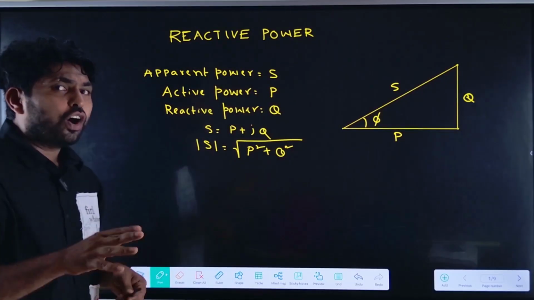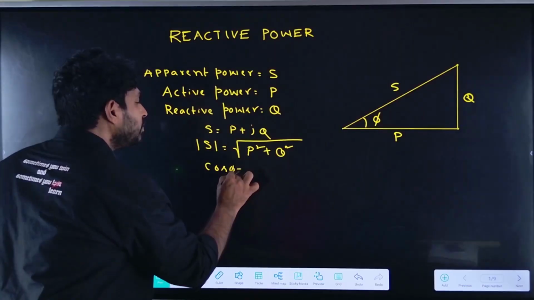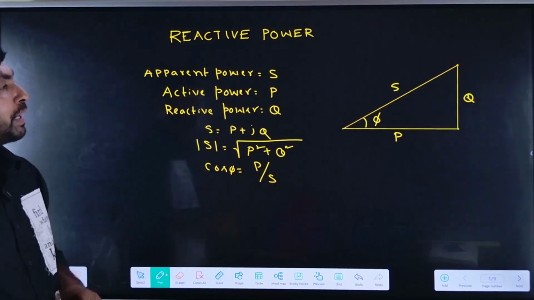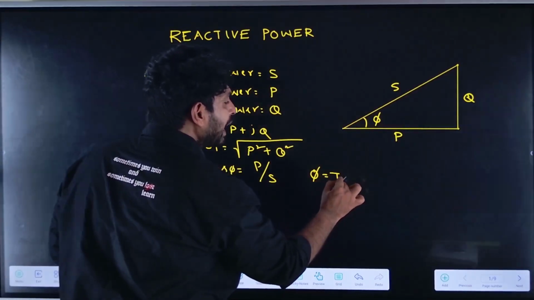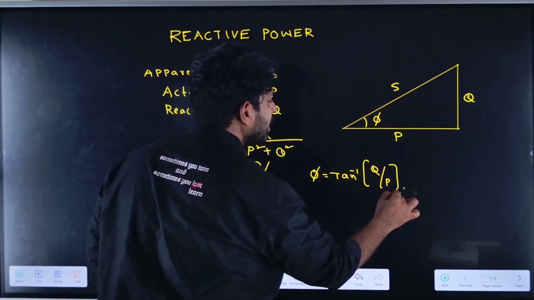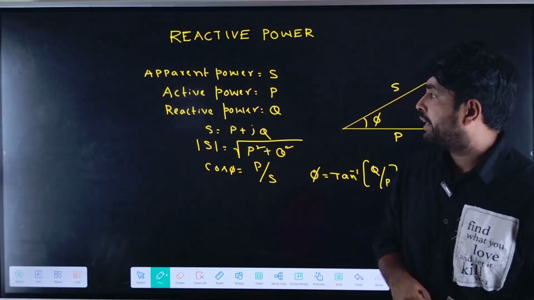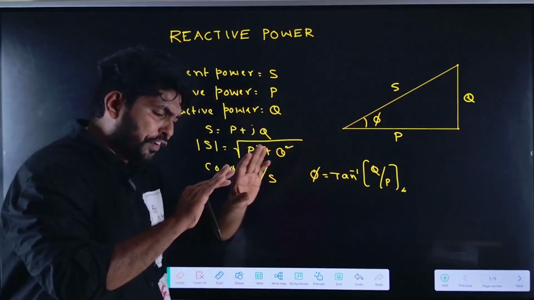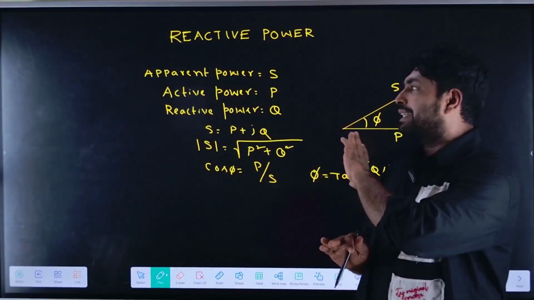Right? So how can I find the power factor? Power factor equals P by S, that is active power divided by apparent power. And if I want to find the angle itself, I can find it from tan inverse of Q by P. So up to here, we know about the reactive power. We can find the reactive power from the power triangle. It is very basic and fundamental level. Even a BTech first year student can answer all these things.